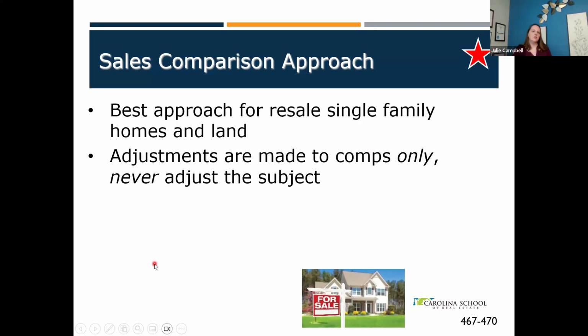The sales comparison approach is the best approach for resale single-family homes and land. A few seconds ago, I said each approach has a different type of property. So the sales comparison approach is the best approach when the appraiser is trying to determine value on resale single-family homes and vacant land.